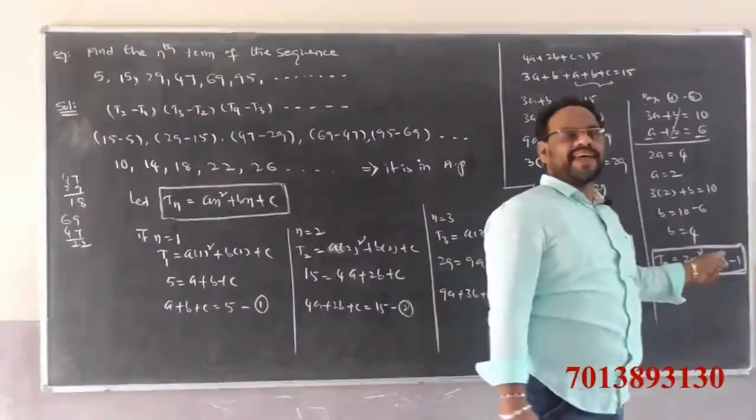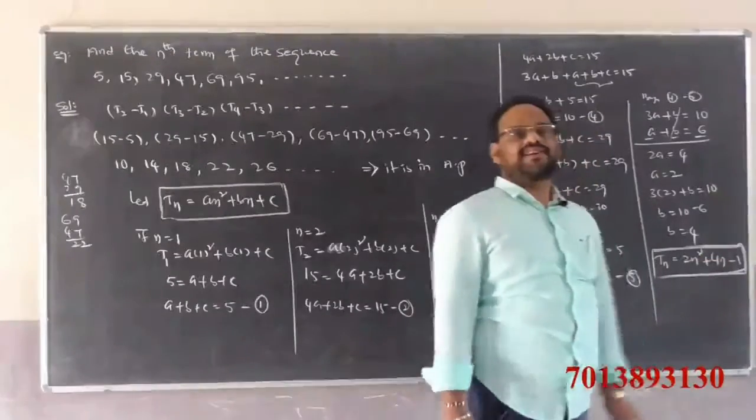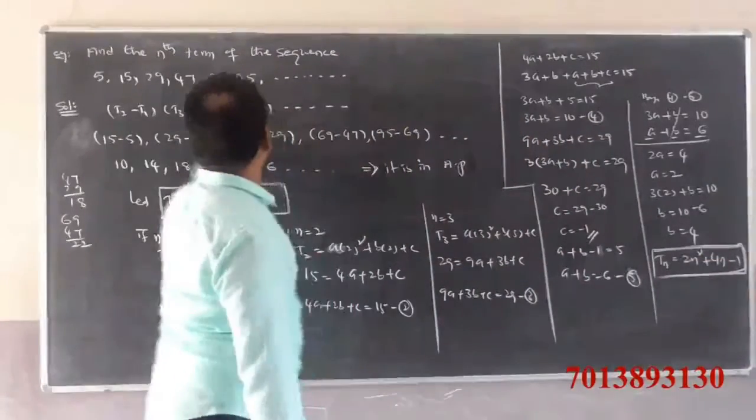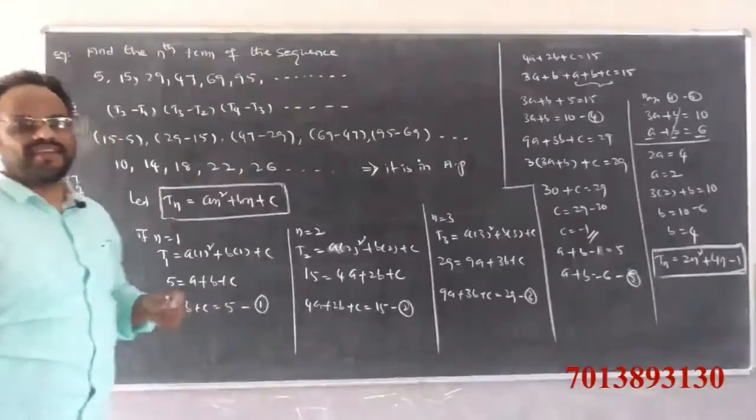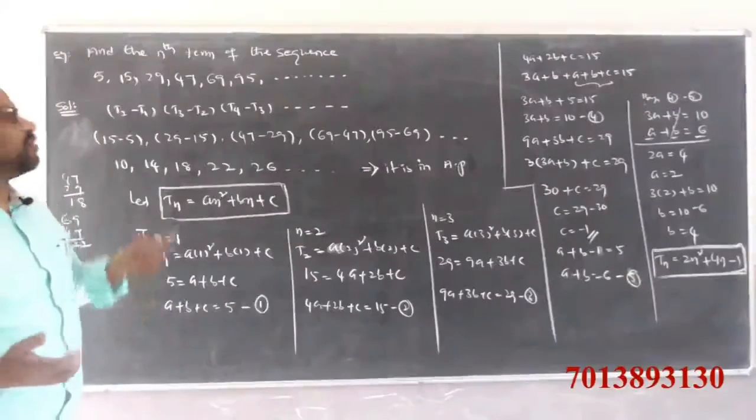Take n is equal to 3. 3 square, 9. 9 2s are 18. 18 plus 4 3s are 12, that is 30. 30 minus 1 how much? 29. This is the difference method to calculate.